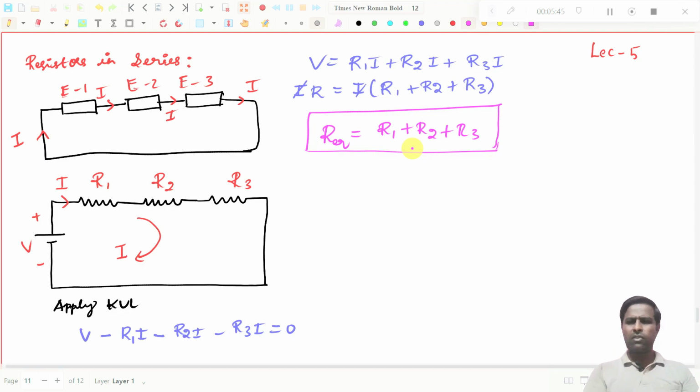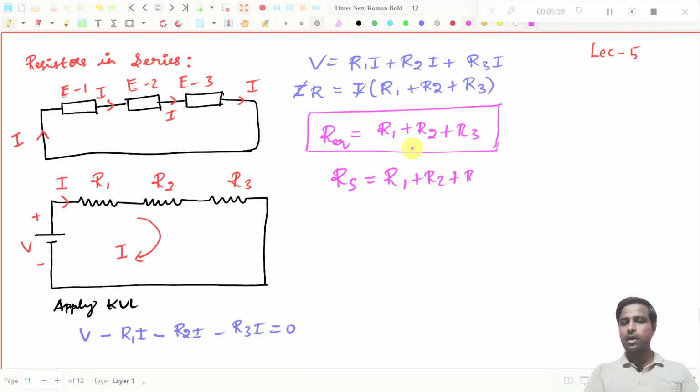I don't use R equivalent here because I need to use that term for the parallel connection. So I always write Rs to show that it is a series resistor. It will be R1 plus R2 plus R3, and it goes on till Rn. So if I connect numerous resistors in series, then the equivalent resistance of resistors connected in series will be this one. This is the resistors in series formula, right?